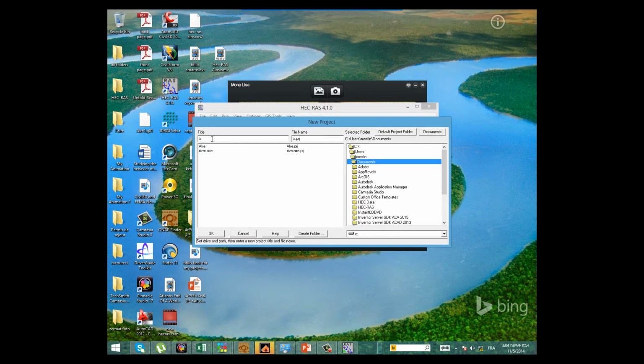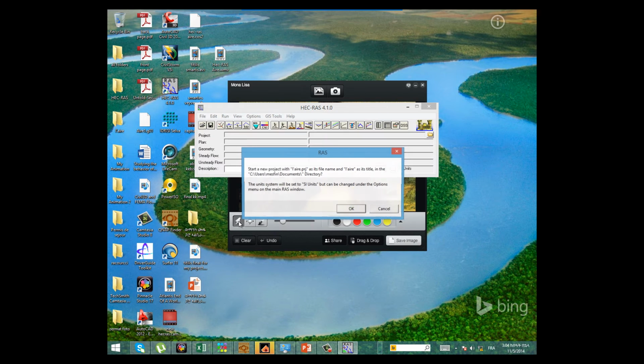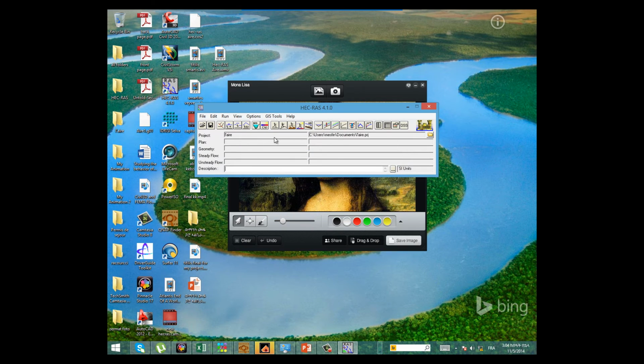La Aire. They call it La Aire. Okay, so we have created a project. Now we need the data. The data is geometrical data and also hydrological data.